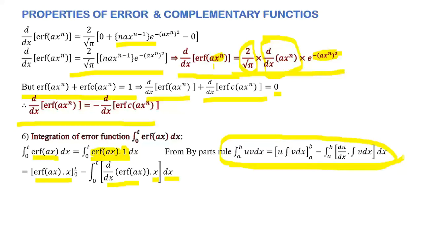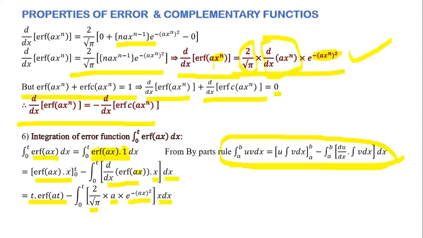Now let's do the simplification. In the first term, just put the upper limit and lower limit. This term becomes 0 for the lower limit, so you will only have the upper limit, which is t multiplied by error function of at, minus integral 0 to t of the derivative of error function. To find this derivative, use this result, which I found in the fifth property. The derivative of error function can be written as first factor 2 by root pi, multiplied by derivative of bracket term, which is a, multiplied by e raised to minus u square, where u equals the bracket term, which is ax, multiplied by x as it is, dx.